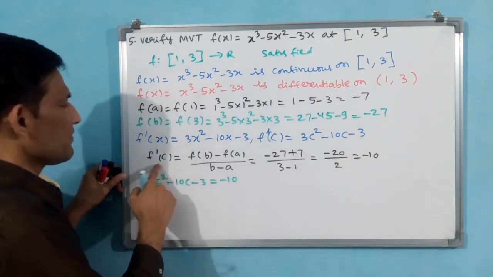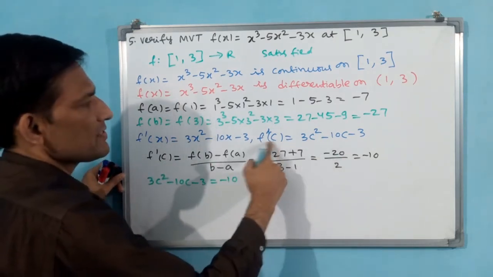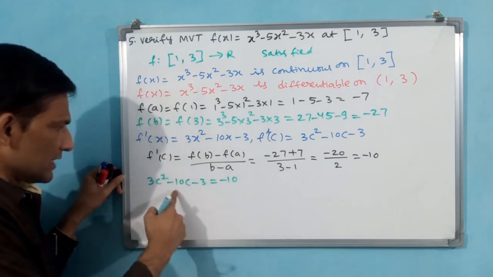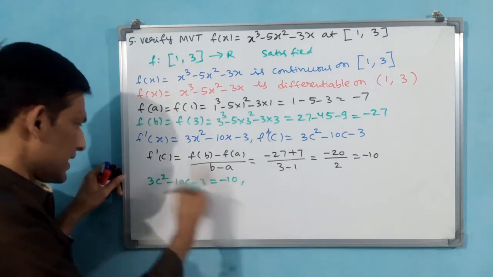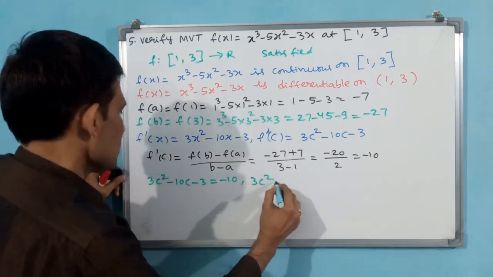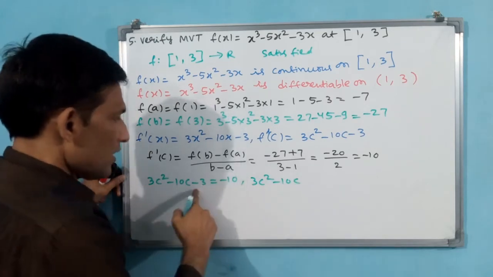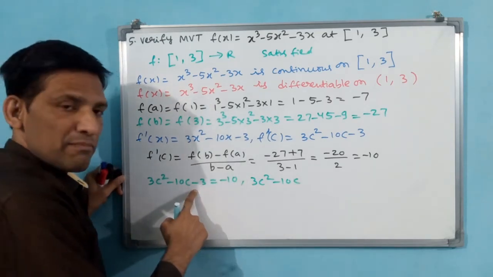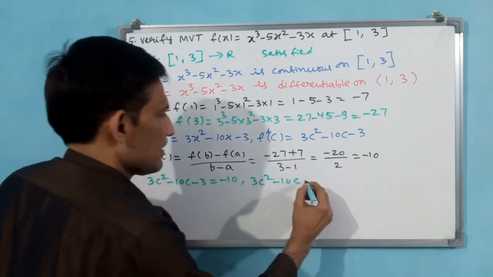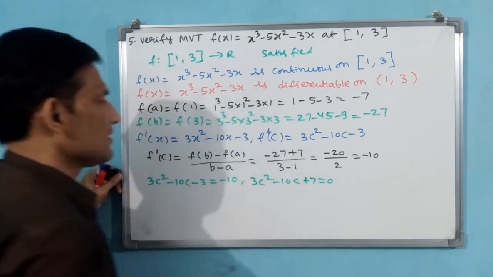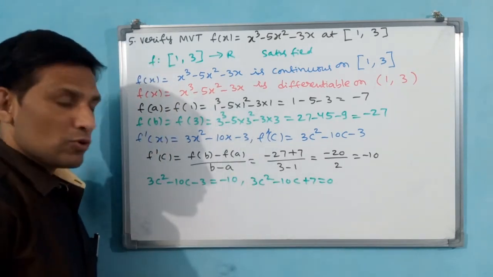Is it okay? F dash c is equal to minus 10. F dash c is equal to this quadratic equation. Then you send one side: 3c square minus 10c plus 10 minus 3, plus 7 is equal to 0. Now you find the roots.